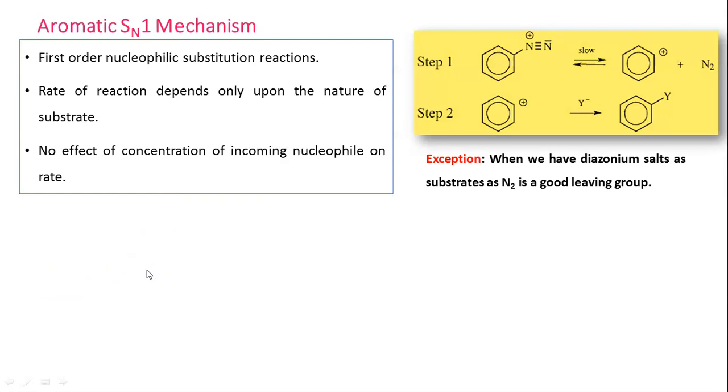So SN1 means S for substitution, N for nucleophilic and 1 for unimolecular. That is, in the rate determining step there will be only one molecule involved. So this is a first order nucleophilic substitution. The rate of the reaction depends only upon the nature of the substrate, and the concentration of the incoming nucleophile that we are using has no effect on the rate of the reaction. So that is why it is aromatic SN1. It is not like the SN1 you have seen for aliphatic molecules.